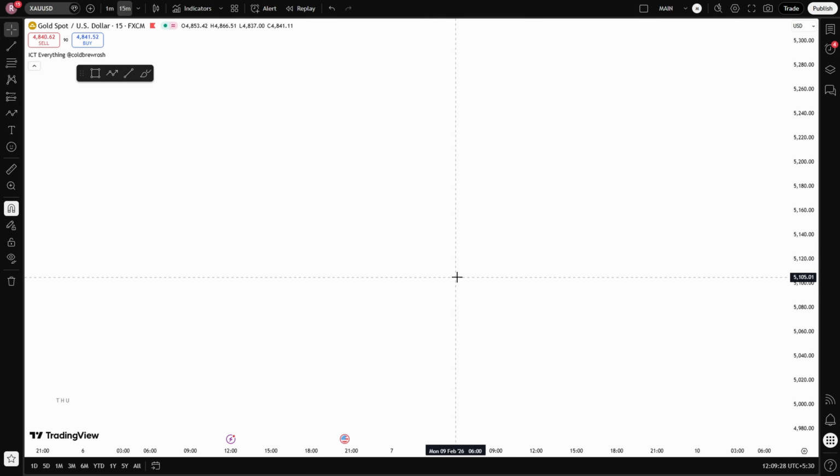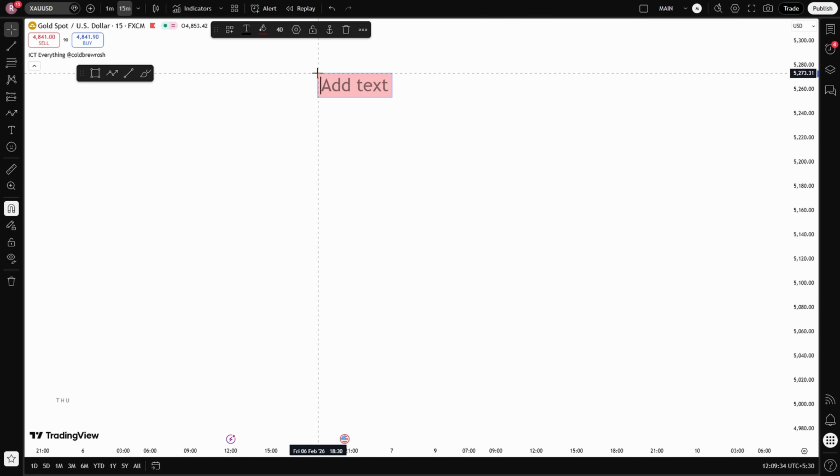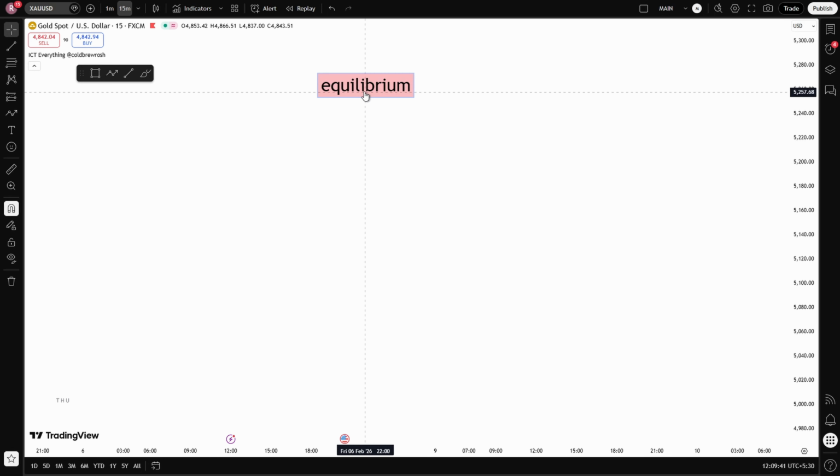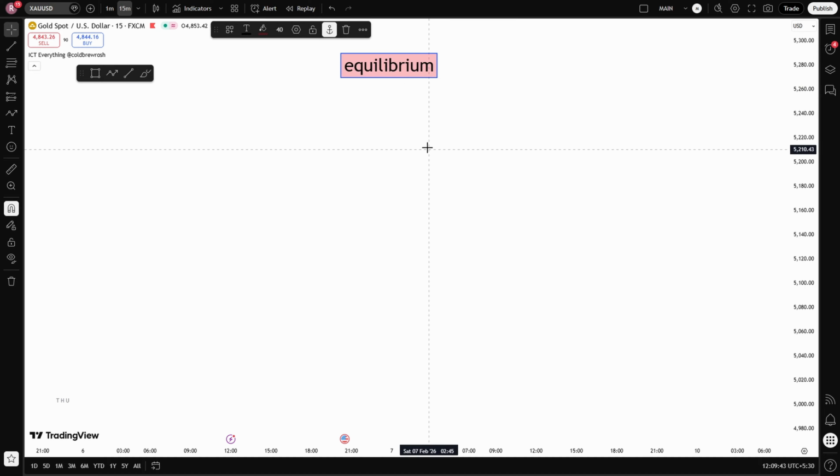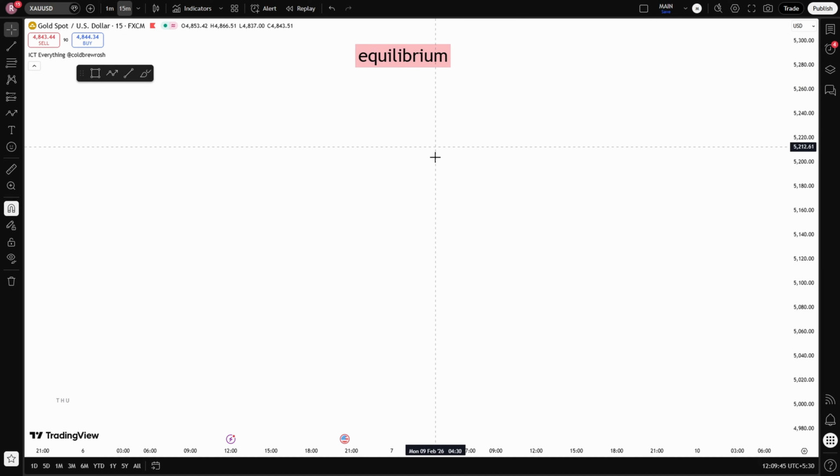Now let me show you some examples of where we are not trying to mark equilibrium. On the surface, equilibrium sounds very simple, especially the way I just explained it. But in practice, this is where a lot of traders still get confused. And that's completely fine. That's exactly why we're breaking this down step by step. So let's slow it down and walk through this clearly.